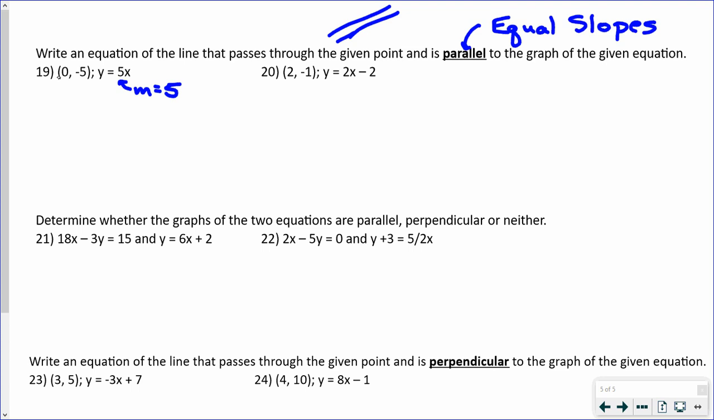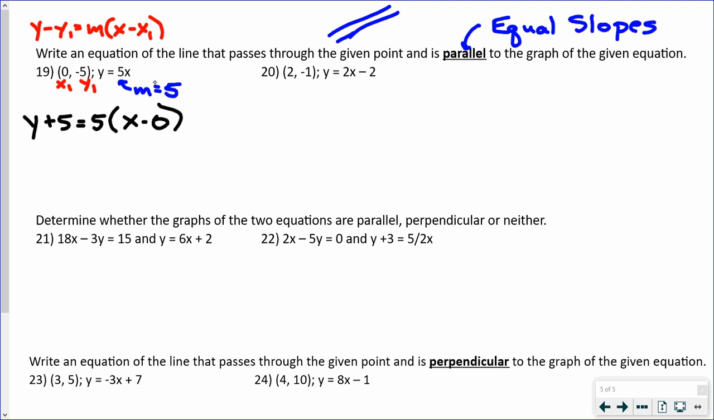So let's use point slope form. Point slope form is y minus y1 equals m times x minus x1. So this is my x1, y1, and this is my slope. So I just plug those in. So y minus negative 5 would make y plus 5 equals the slope, which is 5, times x minus 0.